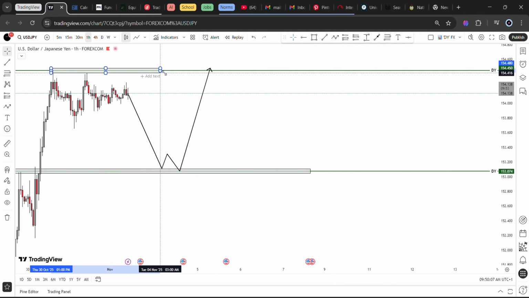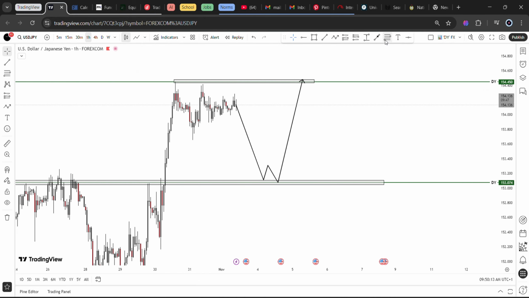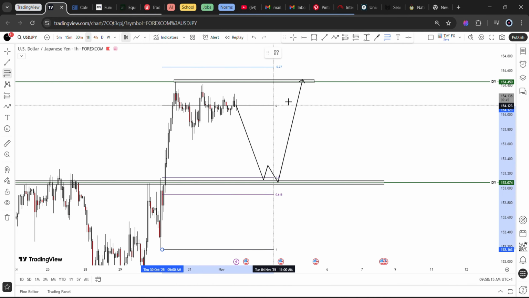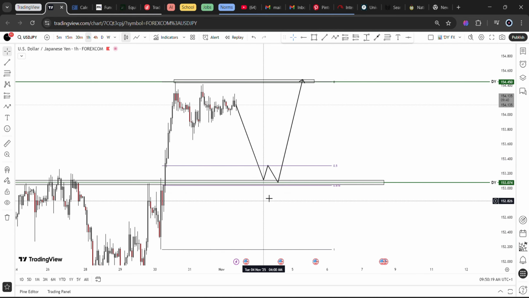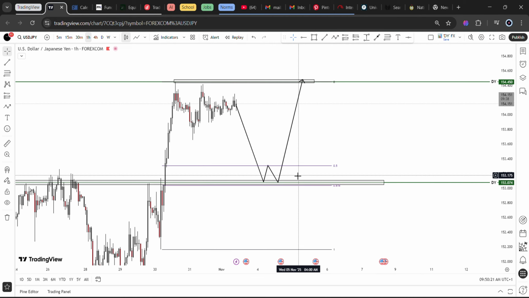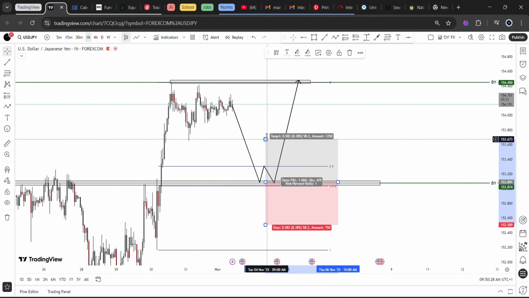So I'll be waiting for the market to come and give me this double bottom pattern, which is the W pattern. Then let's see what the Fibonacci gives us. So if we put our fib, we can see, okay, that's the golden zone, which makes it a very strong zone, because we have our golden zone there.